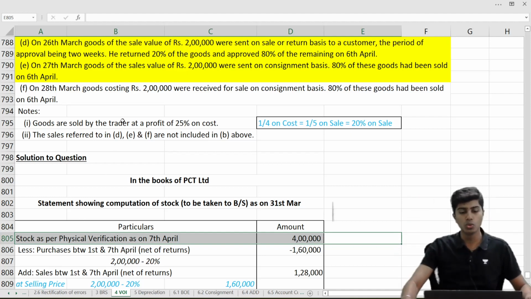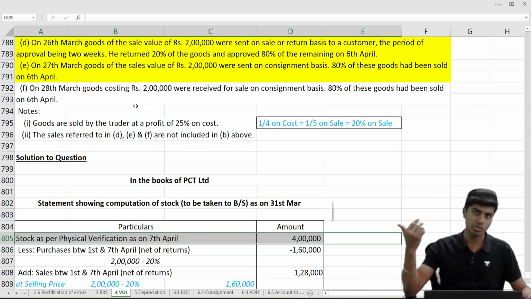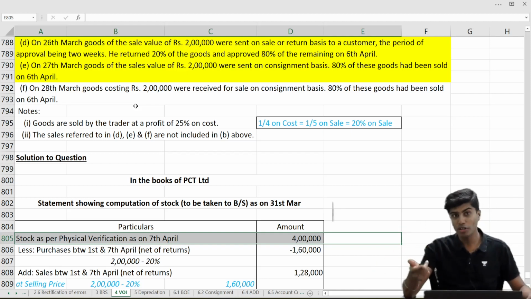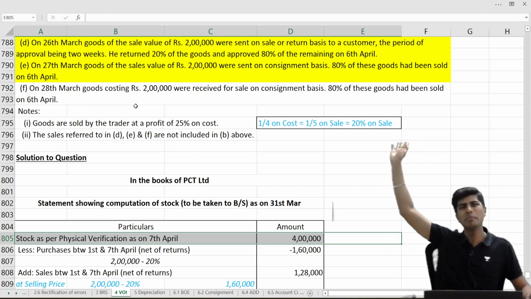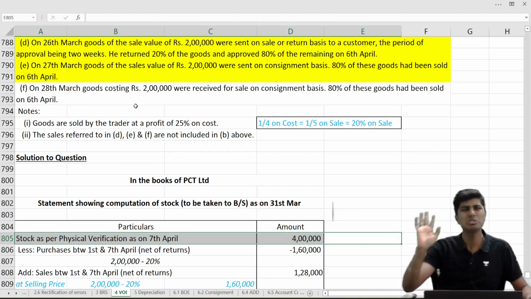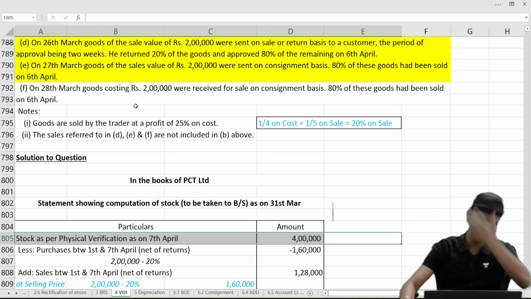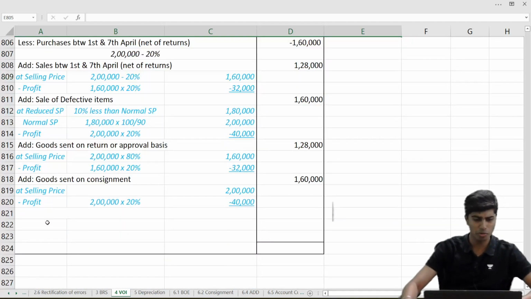So I will do 2 lakh minus 80%. That is 2 lakh into 20%, basically 40,000. Should I eliminate profit on this? No. Why? Profit and loss to him, selling price to him. I am an agent, 2 lakh rupees is cost. That profit is to him. I don't care about the profit here.